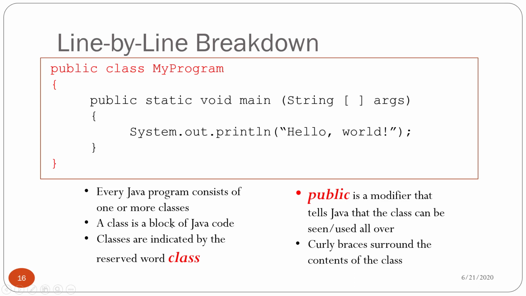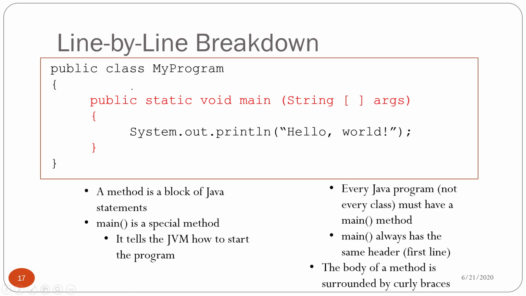A class is a block of Java code. This is a block of Java code that is defined with the keyword class. Alright, so now let's move on. We understood the outer block. What do we have inside?